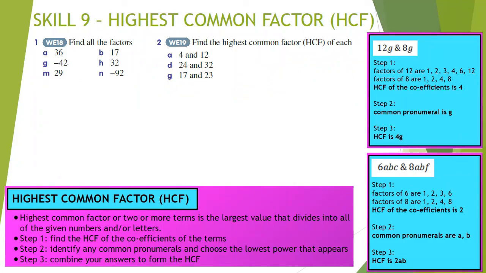Skill 9, highest common factor. We're going to do this in two parts. In question 1a, we've got 36 and we have to list all the factors.